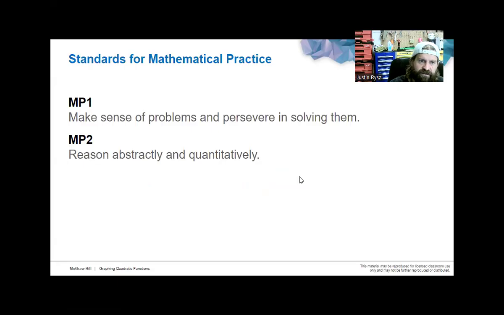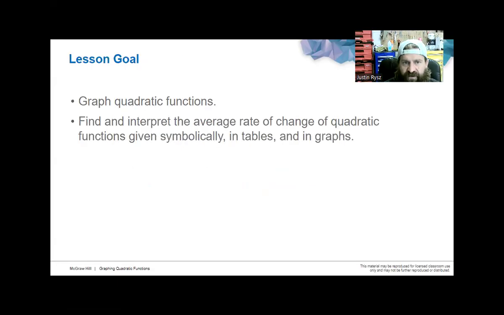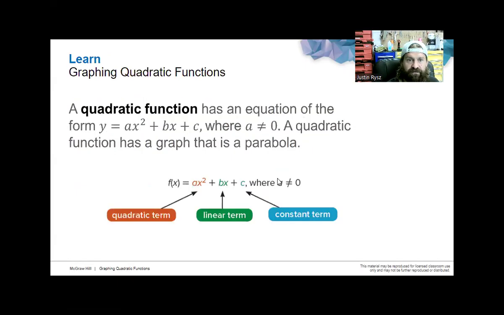Okay, so there's the state standards. What you guys are focused on, you're going to be able to graph quadratic functions by the end of this, and then, yeah, kind of interpret the values and what those functions mean.